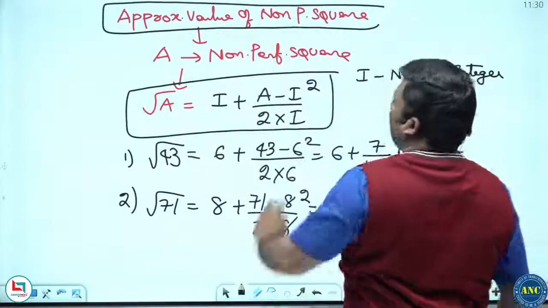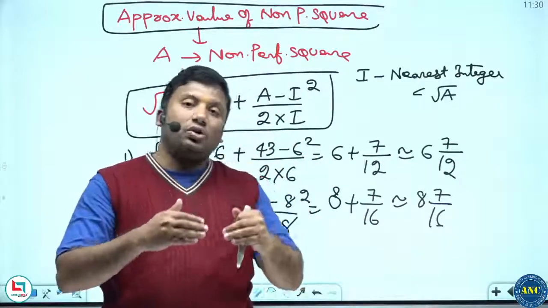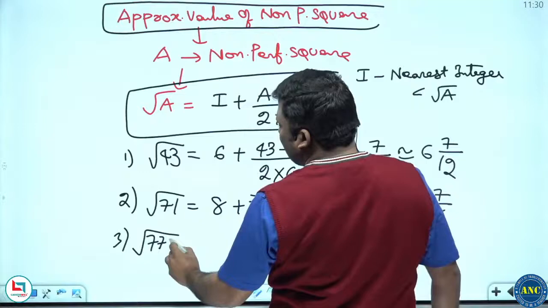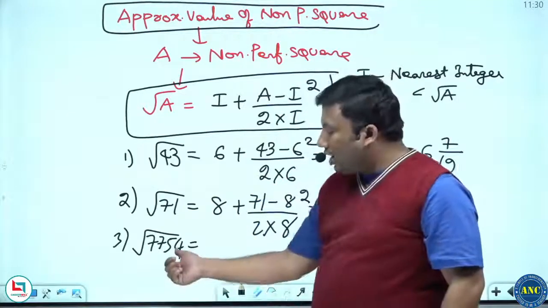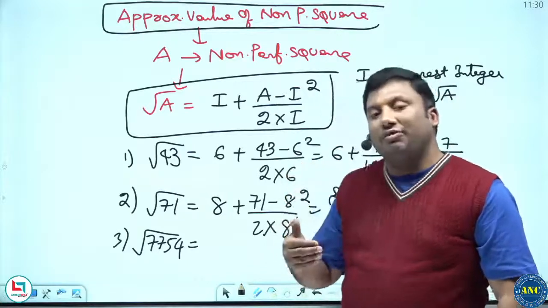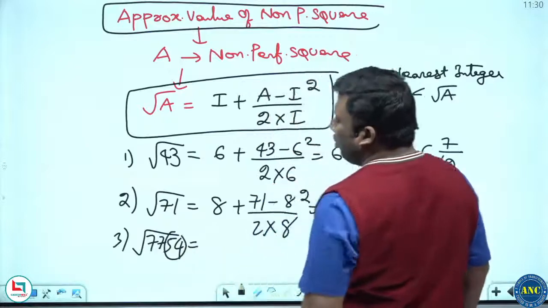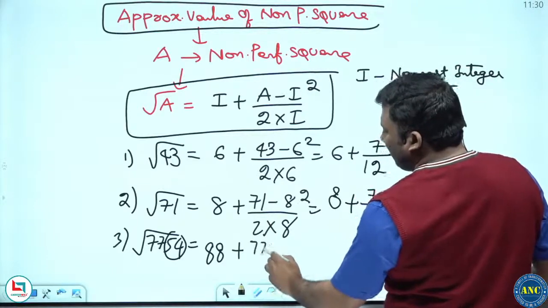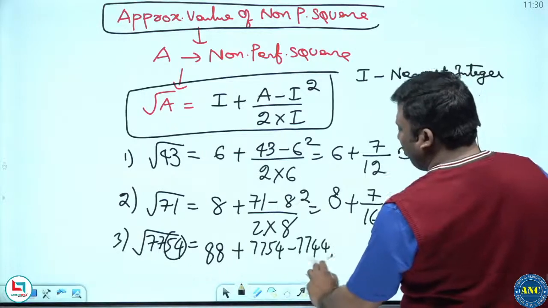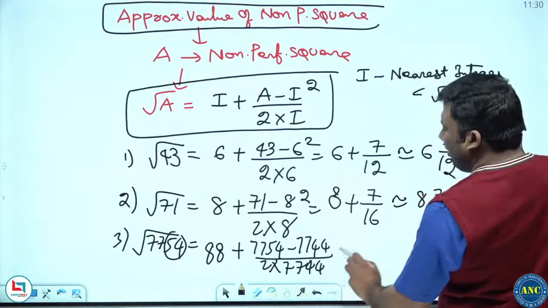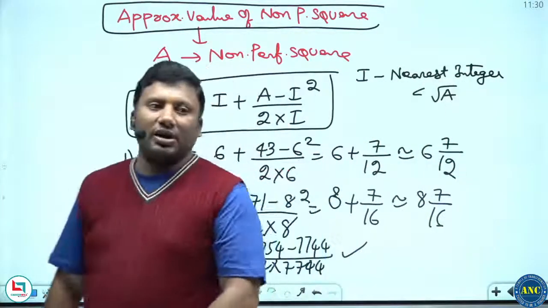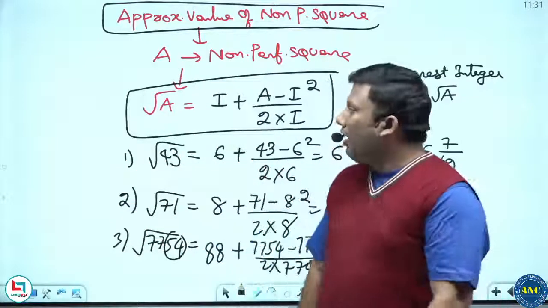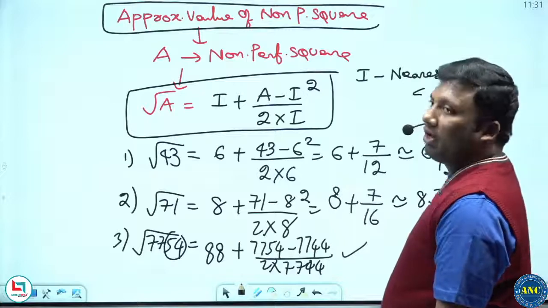How to find the approximate value of a non-perfect square? You can proceed to a 3-digit number, a 4-digit number or a 5-digit number. For example, 7754. It is not a perfect square, because any perfect square is of the form 4k or 4k plus 1; it is 4 into 13 plus 2. 88 square is just less than 7754. So 88 plus (7754 minus 88 square, which is 7744) divided by 2 into 88. This will give you the 88 point something approximated value. I hope the concept is clear: how to find the approximate value of a non-perfect square, for a 2-digit number, 3-digit number, 4-digit number, and so on.